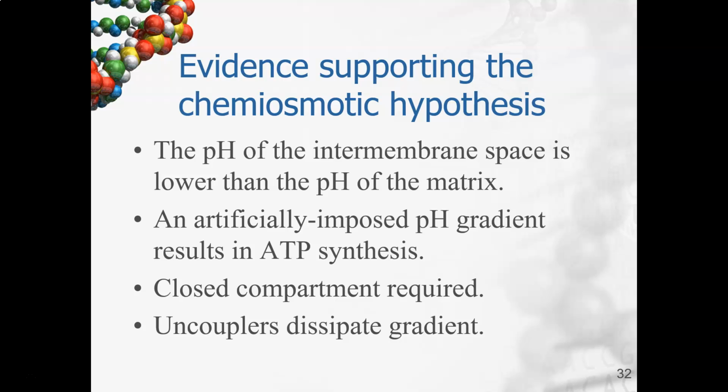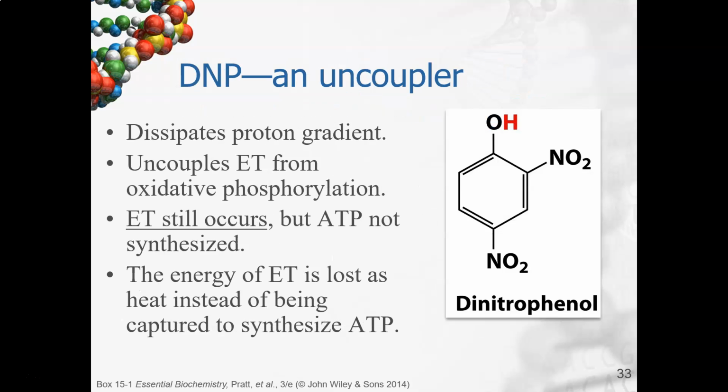The other thing is that compounds called uncouplers will dissipate the gradient. So that's the next thing I want to talk about. A classic uncoupler is DNP. DNP is dinitrophenol, and it dissipates the proton gradient. The way it does this is by uncoupling electron transport from oxidative phosphorylation. So electron transport still occurs, and there's a free energy associated with that. If we are not capturing the free energy of electron transport to synthesize ATP, the energy is lost as heat instead.